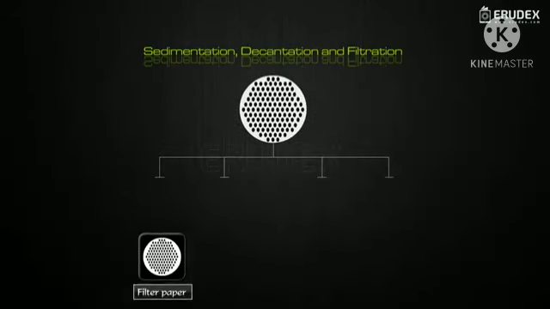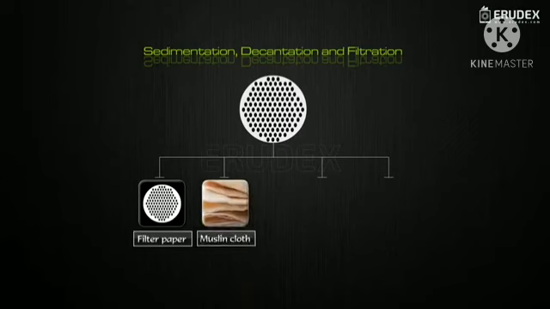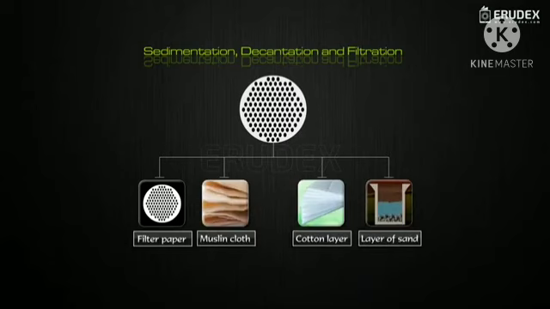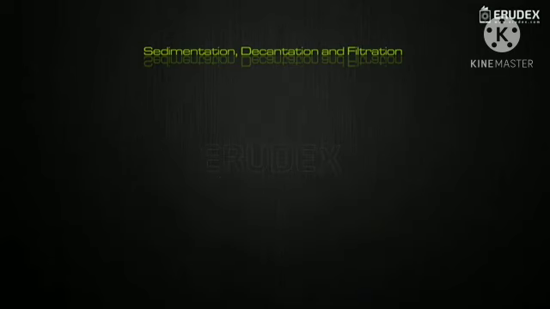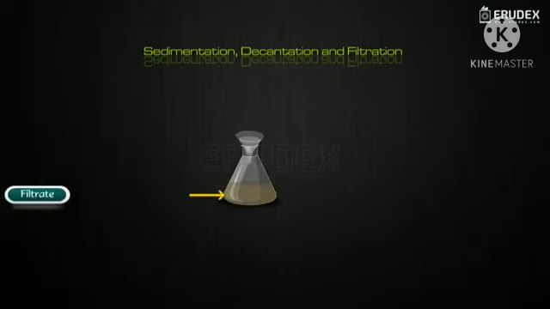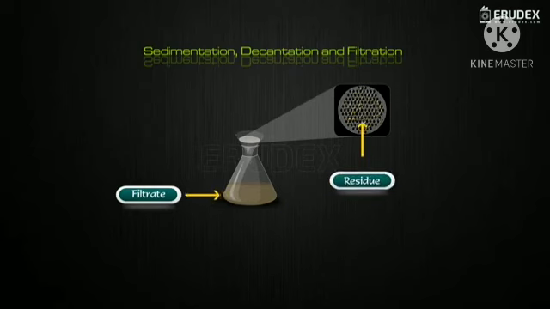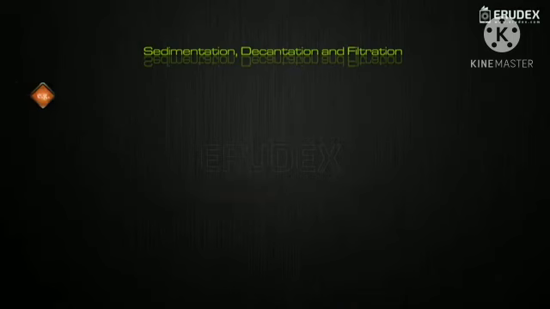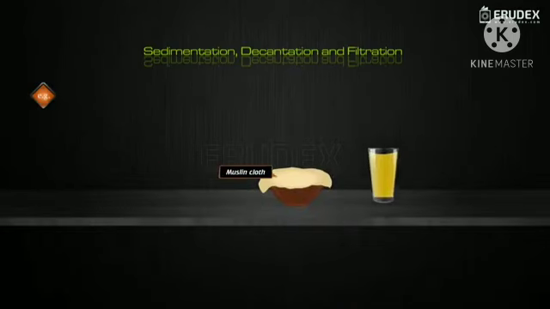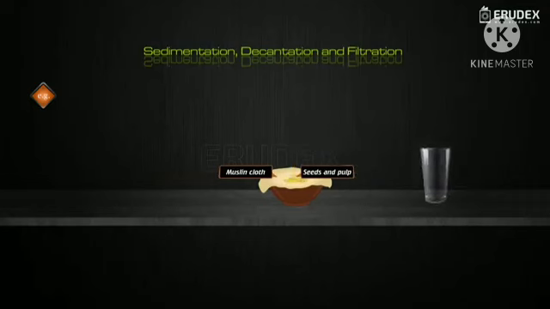A filter can be filter paper, muslin cloth, cotton layer, layer of sand, etc. The clear liquid collected after filtration is called filtrate. The suspended component left behind in the filter is called the residue. Example: fruit juices are filtered to separate the seeds and pulp particles using a muslin cloth.